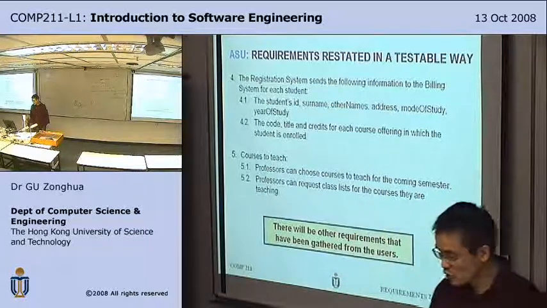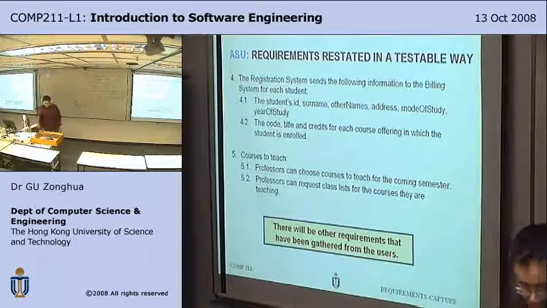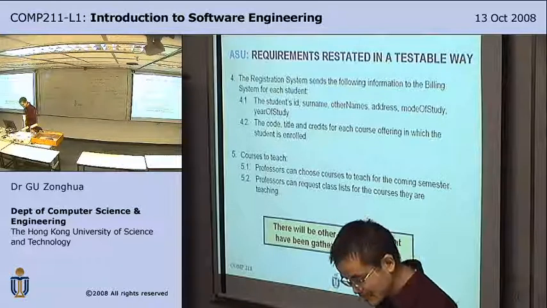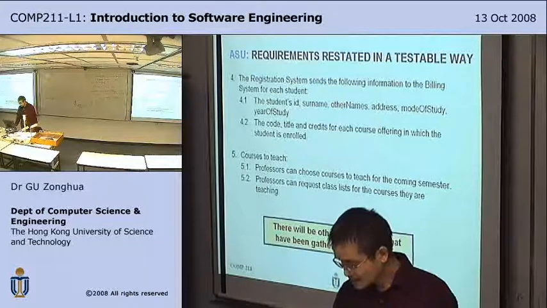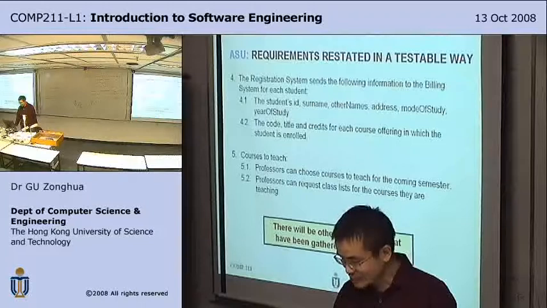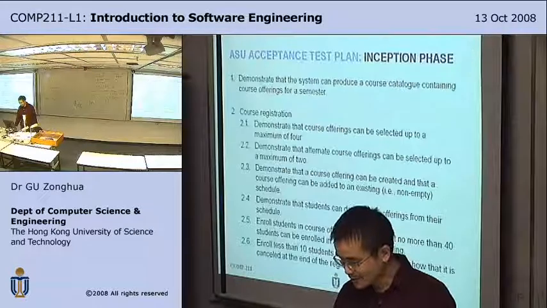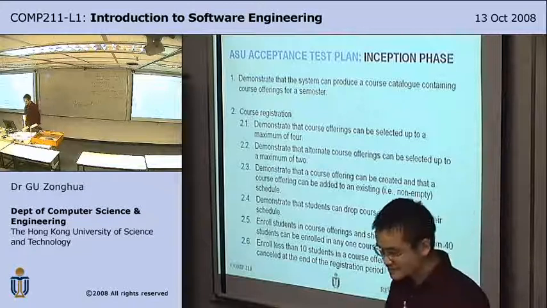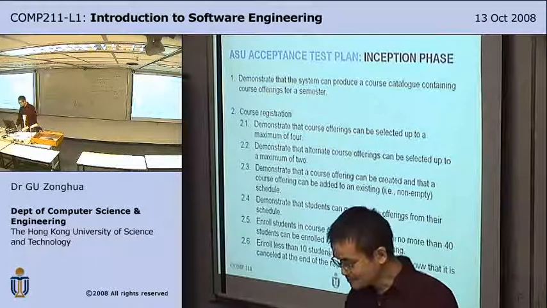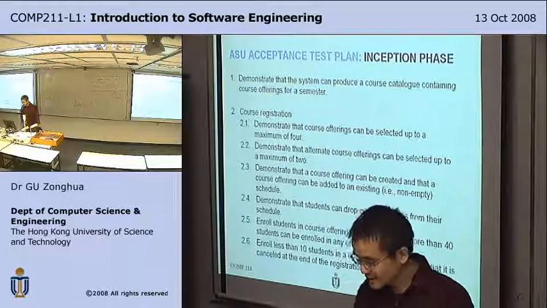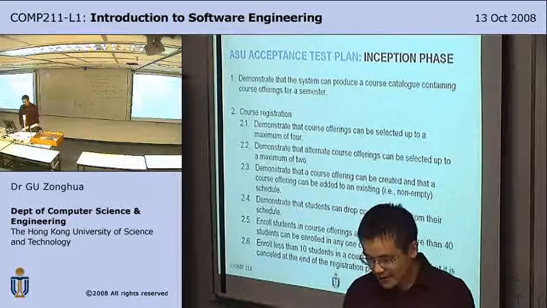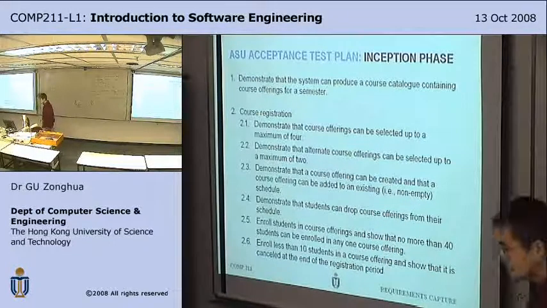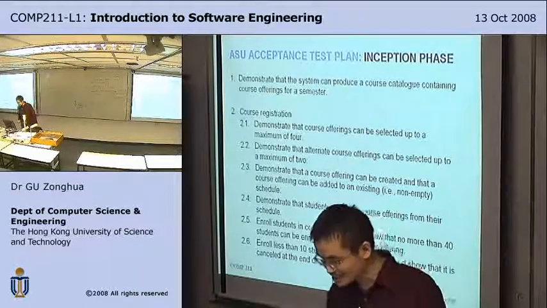So there will be other requirements that have been gathered from the user. And then you can design test cases based on the testable requirements. So this is done at the inception phase. So for the first item, you demonstrate that the system can produce a course catalog containing course offerings for a semester. So that is a test case.